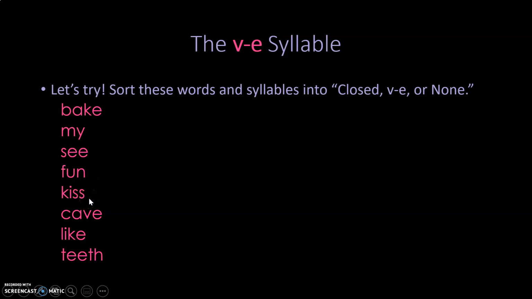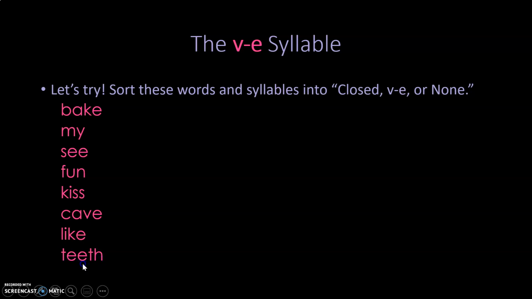So kiss is closed. What did you say for the next one? If you said silent E, that's what I said, because we have vowel, consonant, E. So the A is going to make the long sound. Make it with me. A. And the word is cave. Blend it. Cave. Good. What did you say for this one? Is it closed, silent E, or none? If you said silent E, give yourself a clap. I think you might be correct. What is this word? Like.